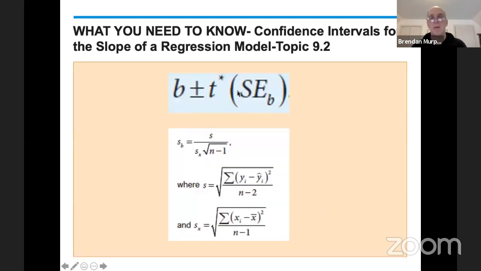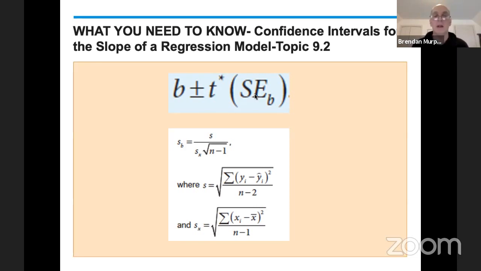So here's that same formula again, SEB, the standard error of my slope. Well, here's the formula. SEB equals S over SX times the square root of n minus 1. And that S on the top is this formula here in the middle. And this SX in the denominator is right here. If you divided this by this times that, you would get this formula, and you can see it's clunky. And I don't really want to deal with it. And the nice thing is we don't have to deal with it.